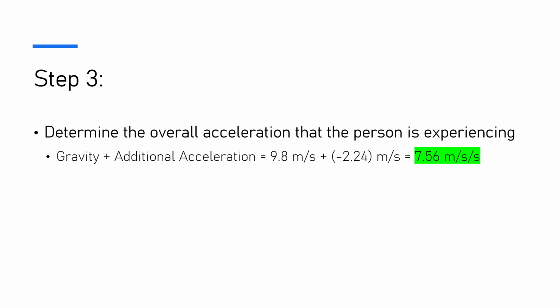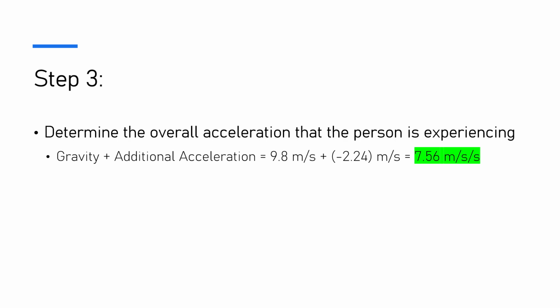In step three here, we can see that we are supposed to determine the overall acceleration that the person is experiencing. We need to do this first before we can go on to actually find the normal force. So to determine the overall acceleration, we look at gravity plus any additional accelerations, and that's it, right? So we take our 9.8 for gravity, simplified a little bit, plus our negative 2.24. Make sure you don't lose that negative, and you get 7.56 meters per second per second.